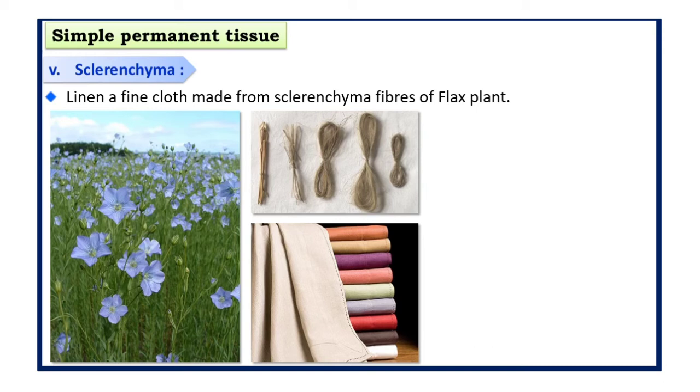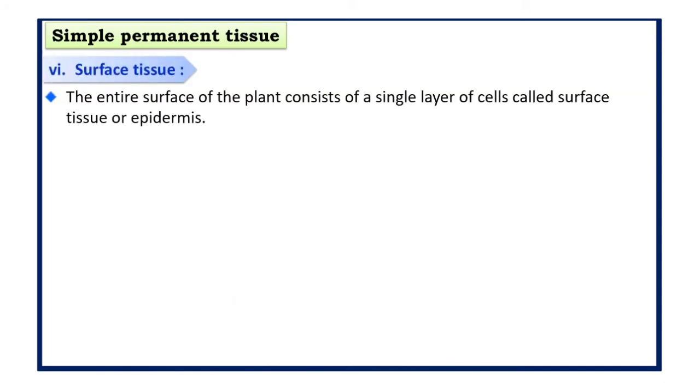So the linen shirts which men generally use during the summer season are made out of the fibers obtained from the flax plant. So this is also one of the peculiar characteristics of the sclerenchyma tissue. Now we know that there is one more tissue which is left, that is the surface tissue.